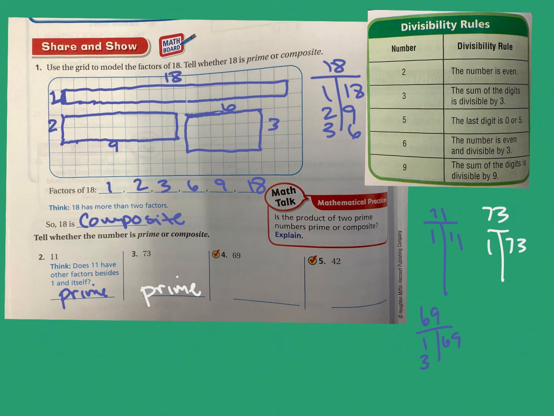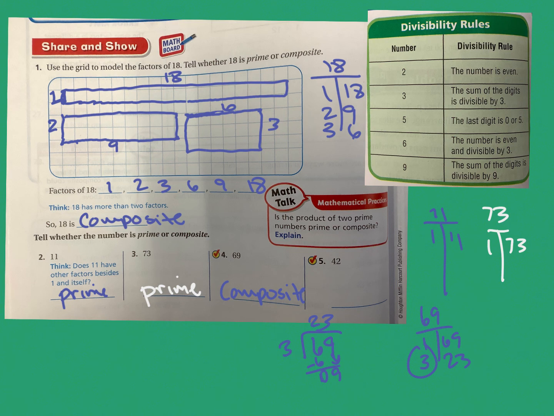I don't know times what, but it doesn't matter, right? They're not asking me what the other factors are. They're just asking me, does it have other factors? Composite. If your brain must know, like, wait, I want to know what it is: 3 times 3 is 9, and 3 times 2 is 6, so it's 23, in case you really needed to know. But this lesson doesn't ask you to tell them that.